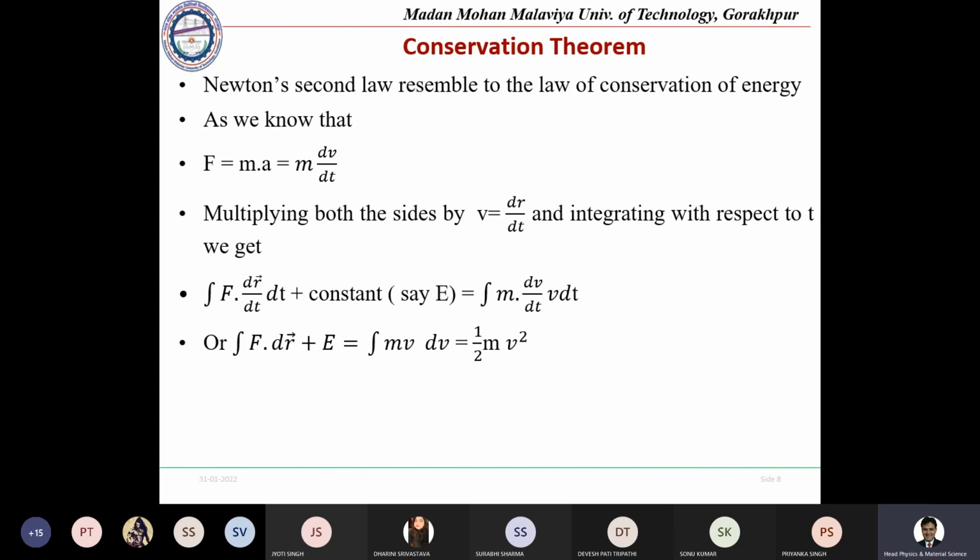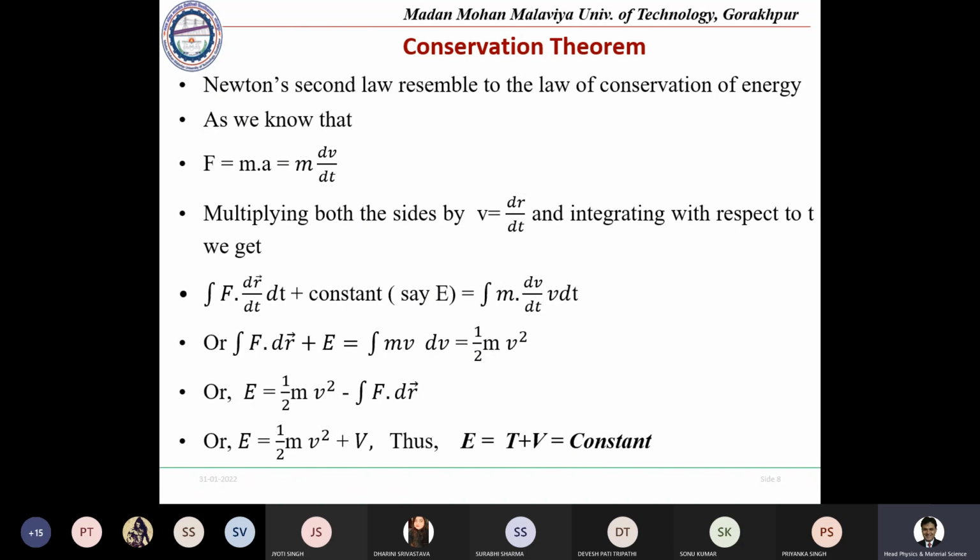On the left-hand side we will have F dot dr plus E is equal to mv dv, and this is equal to half mv square. Half mv square, why? We have integrated this. And finally what we are getting is E is equal to half mv square minus integral F dr, and you might have seen there that E is equal to half mv square plus V. This is the value of work done, that is F into dr, and this will be the potential energy. Thus we can write E is equal to T plus V is equal to constant.